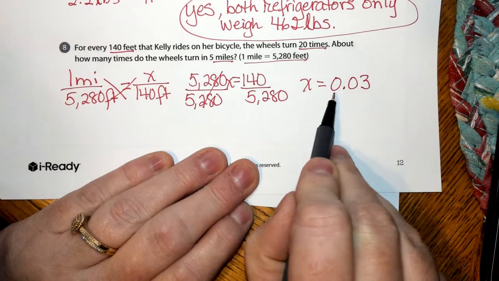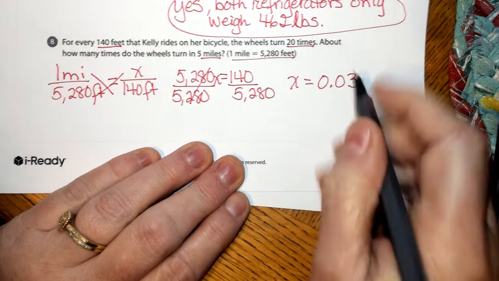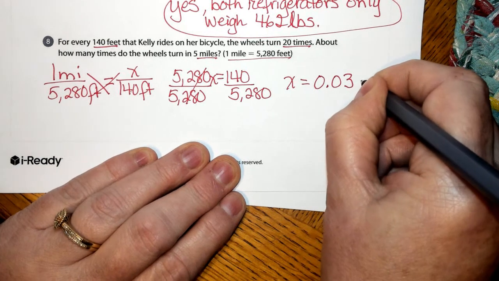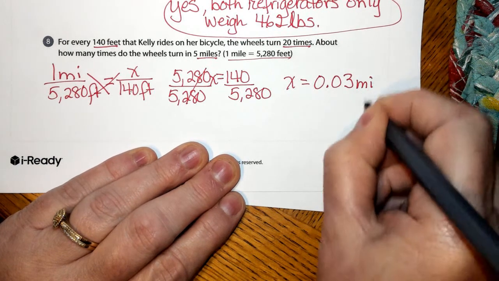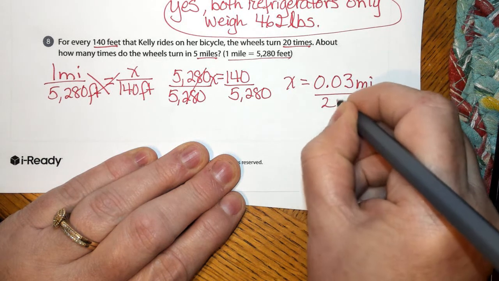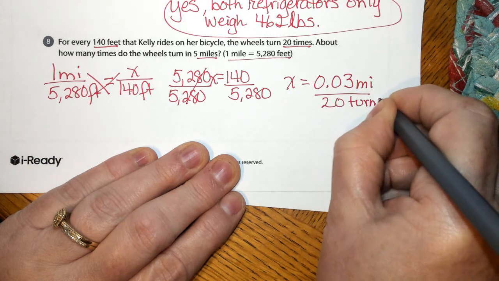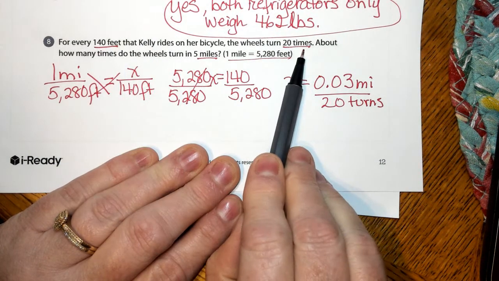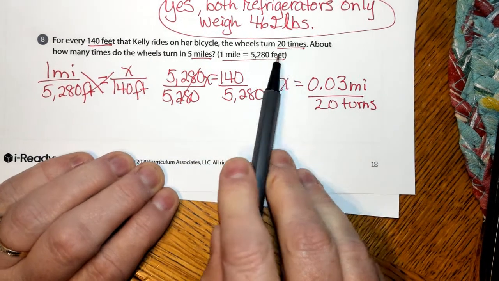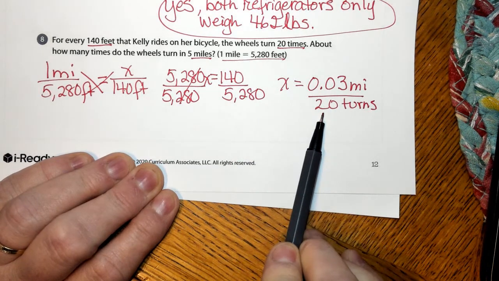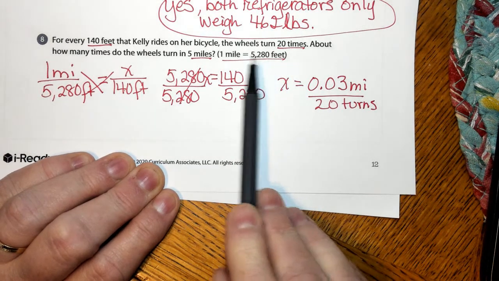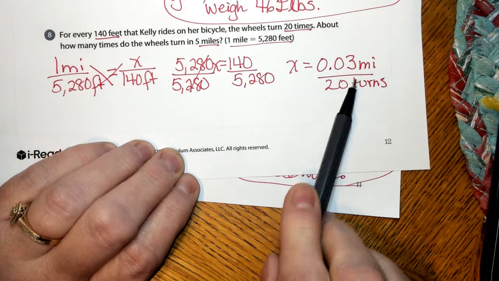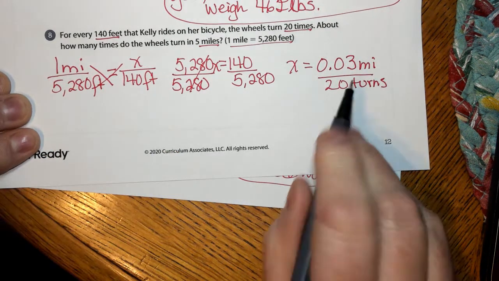Now, this is 0.03 miles for 20 turns. Okay? Because it said when she goes 140 feet, it's 20 times. So I have that part. Now I need to find out how many times it is going to turn for 5 miles. Okay? So I'm going to bring that down. I'm going to use this conversion that I have.